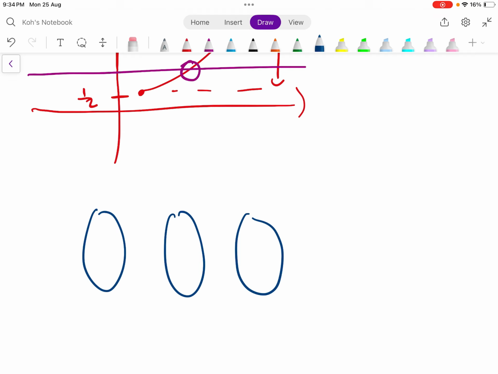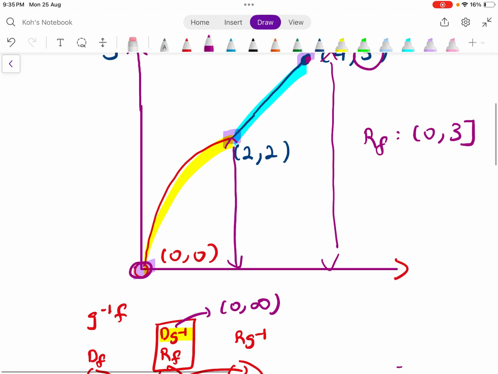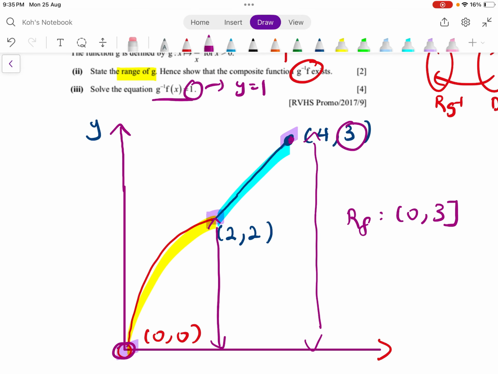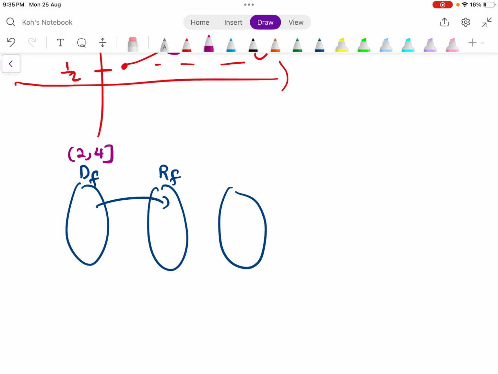So now my domain of F will give you the range of F. So domain of F is 2 to 4 inclusive. So 2 to 4 inclusive will then give you the range of F. So for the range of F, I go back to the graph. Okay, so this is here. So this is your range. So it's 2 to 3 inclusive.